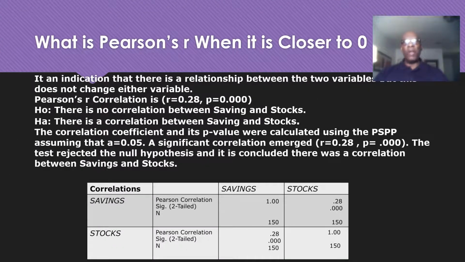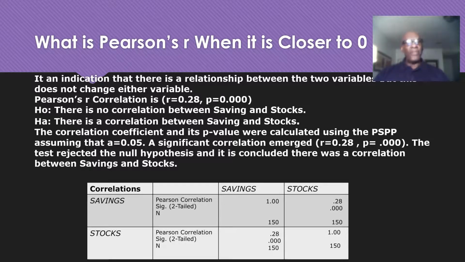What is Pearson's R when it is closer to 0? It is an indication that there is a relationship between the two variables, but this does not change either variable. Pearson's R correlation in this case, R equals 0.28 and the p-value equals 0.000.